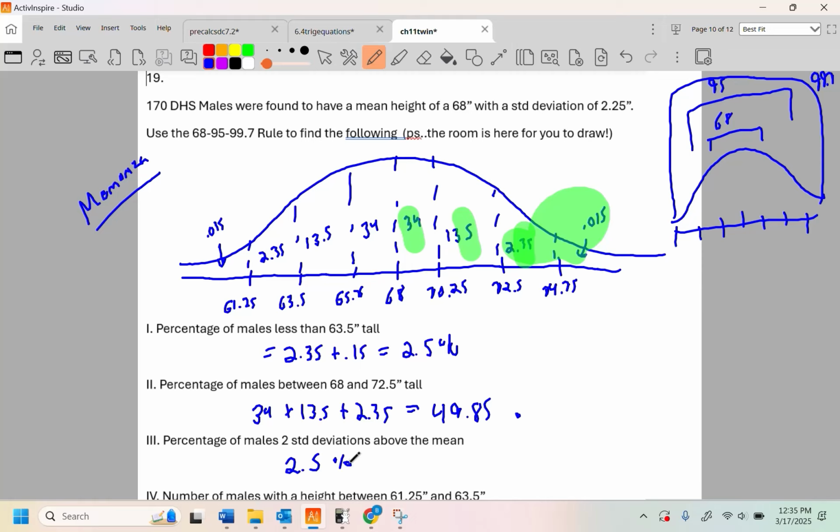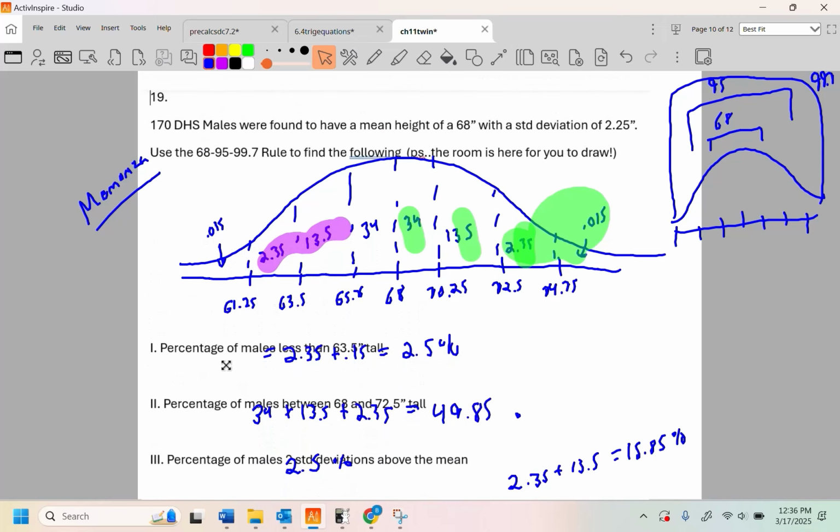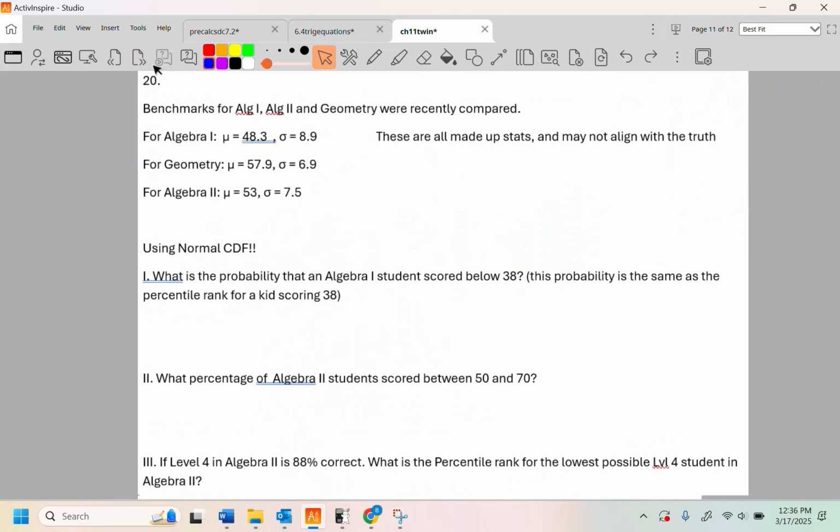The last part, part 4, the number of males with a height between 61 and a quarter and 63.5. So that's going to be those two. 2.35 plus 13.5, which is 15.85. I don't think there was another one. I feel like there might have been a choice 5, but it's not there, is it? All right, so we're good on that.